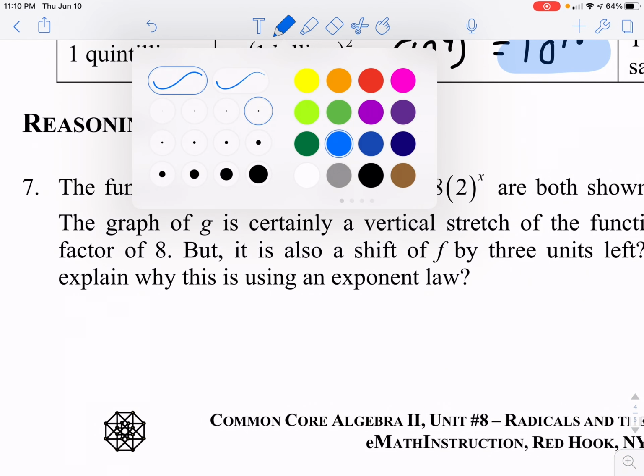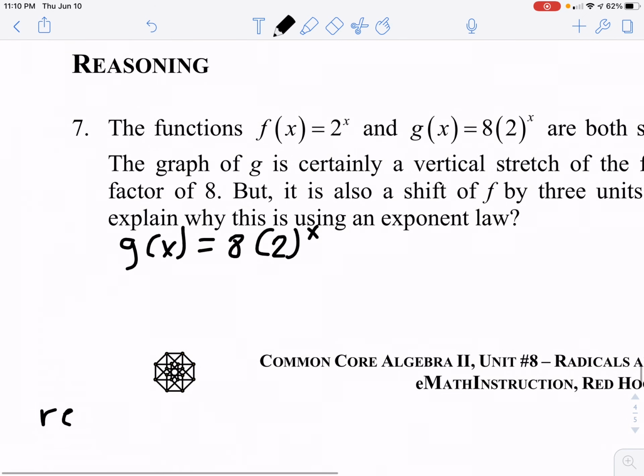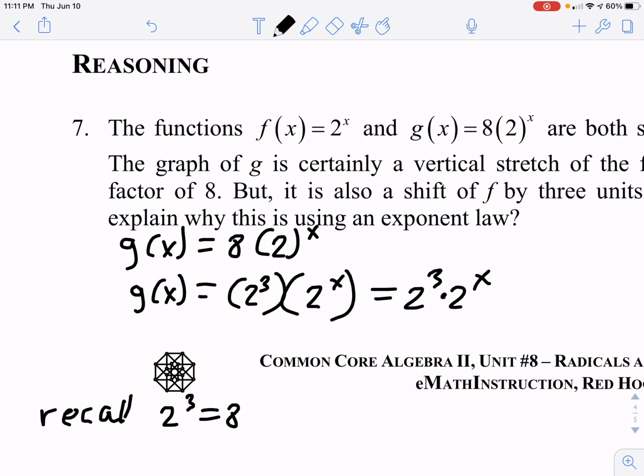Start with the fact that g of x is equal to 8 times 2 to the x power. Now recall, 2 to the 3rd power equals 8. So you could rewrite this, ladies and gentlemen, as 2 to the third power, replace 8 with 2 to the third power, times 2 to the x power, right? That's the same thing as 2 to the third power times 2 to the x power.